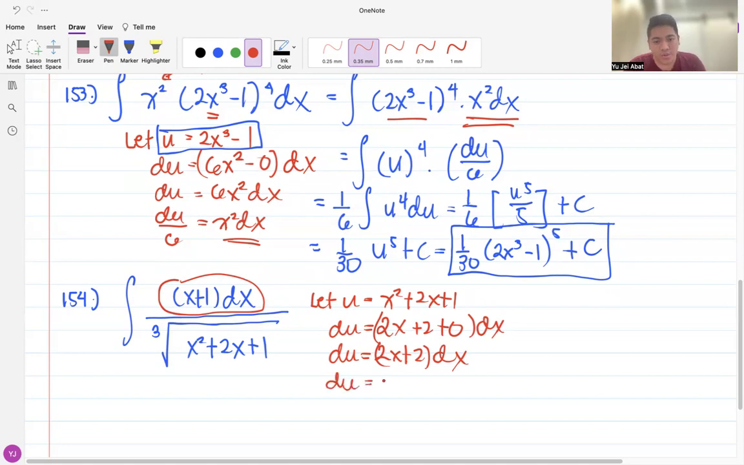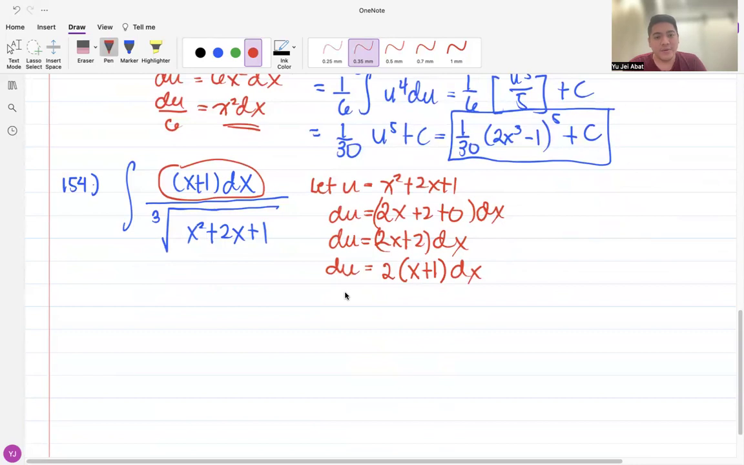We can factor out 2. If we factor out 2, that will become 2 times (x plus 1) dx. To check, you can distribute: 2 times x is 2x, 2 times 1 is 2. So if I factor out 2, it becomes x plus 1 of dx. Sometimes we just want to factor it out so that it would be obvious that we can substitute it in the integrand. I hope that's clear. That's simple factoring. Now I just want x plus 1 dx, so I'm going to isolate the 2 here.